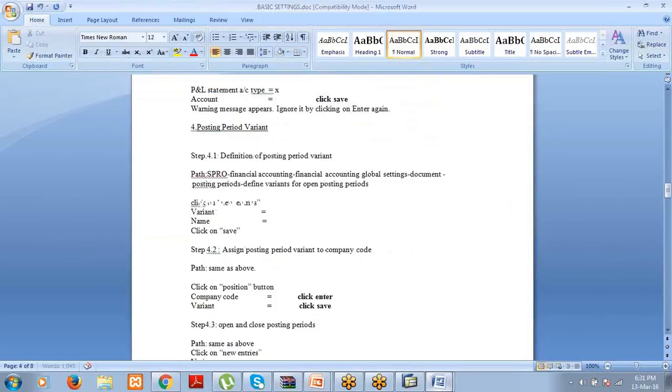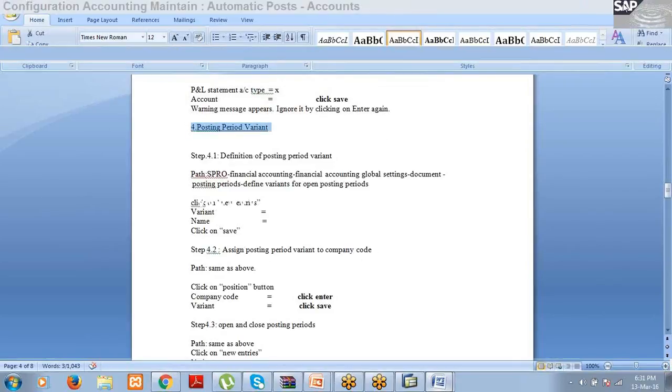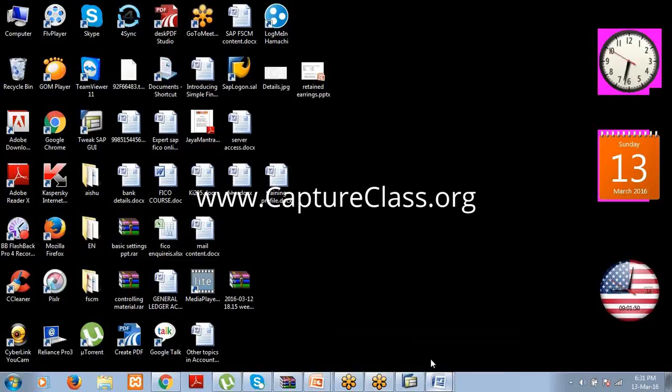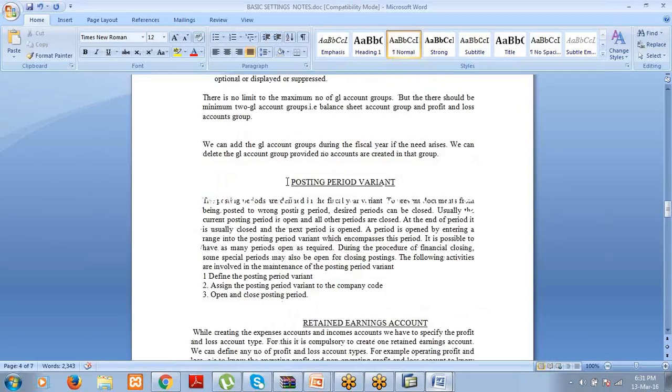Then, posting period variant. First I will explain the concept of the posting period variant. See, the posting periods are defined in the fiscal year variant. In the fiscal year variant, we defined that the number of normal posting periods is 12 and the number of special posting periods is 4. This is what you did in yesterday's class.